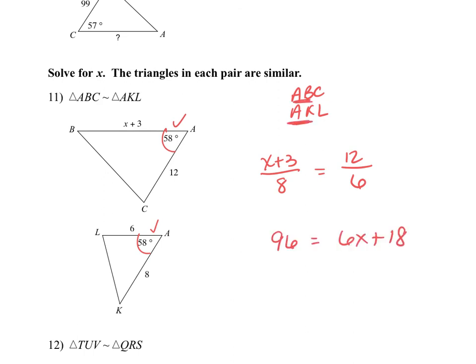96 equals 6x plus 18 when you cross multiply. 96 minus 18 is 78 equals 6x. And divide that by 6. x is 13. And it says solve for x, so you're done. If it says find the length of the side, you would put in here 16. You understand that?